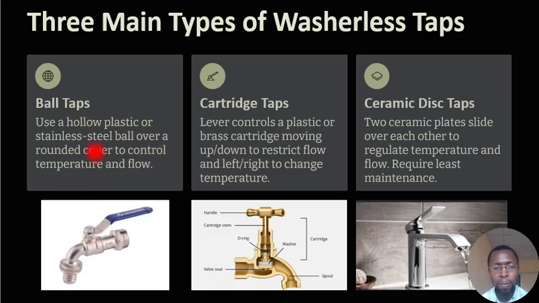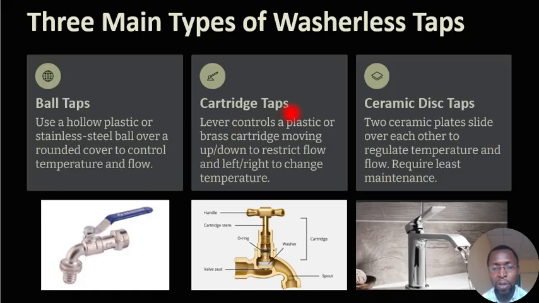These ball taps use a hollow plastic or stainless steel ball over a rounded cover to control temperature and flow. That's how it works. So it makes use of a hollow plastic or sometimes a stainless steel ball, over a round cover so that you can regulate the flow of water or liquid. All right.